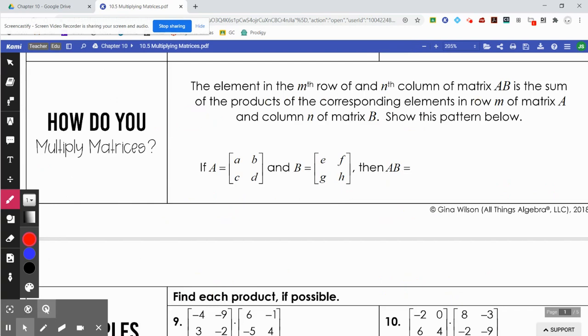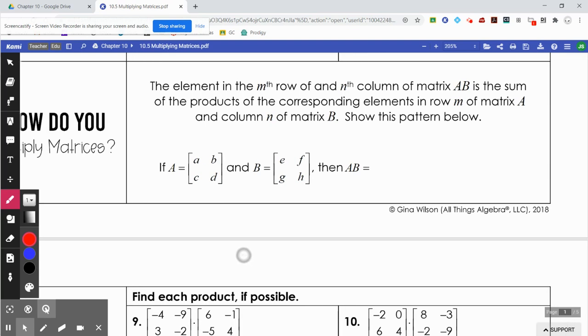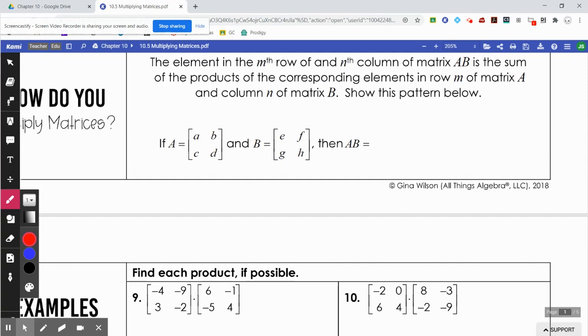Okay, next up, let's actually talk about the process. How do you multiply matrices? The element in the mth row and nth column of a matrix AB is the sum of the products of the corresponding elements in row m of matrix A and column n of matrix B. Show this pattern below. So now that sounds really confusing. So here's how I like to remember it. You always multiply row times column.